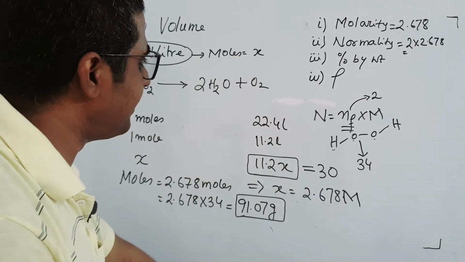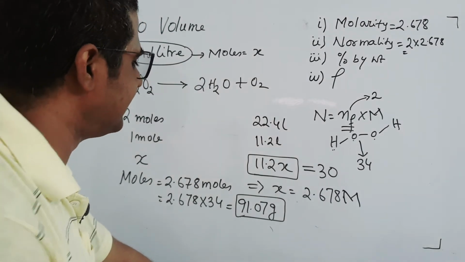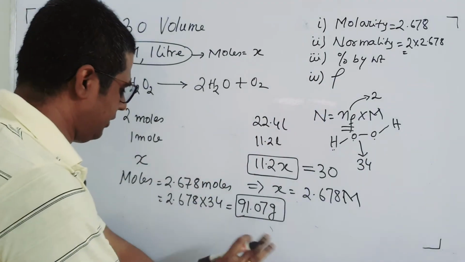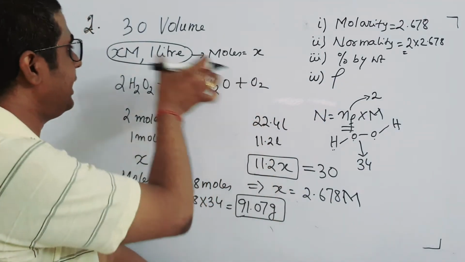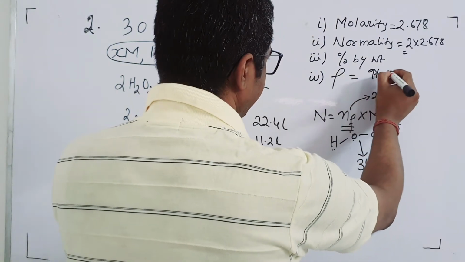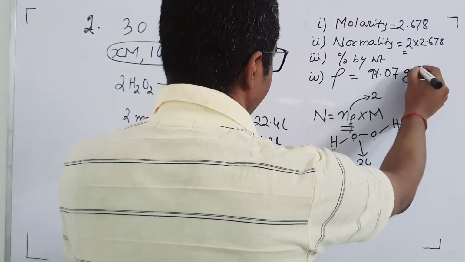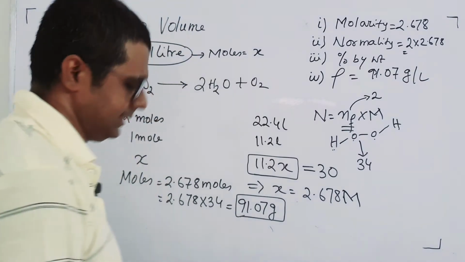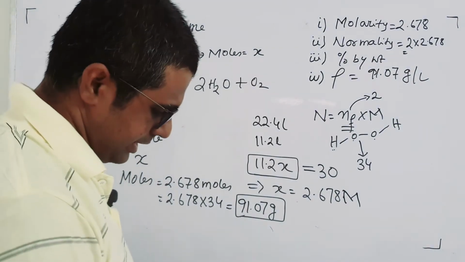Now the next step is to find out the density. See, density you have already got, because this gram is already in 1 liter of the solution. So density you have got 91.07 gram per liter. That is density, 91.07 gram per liter.